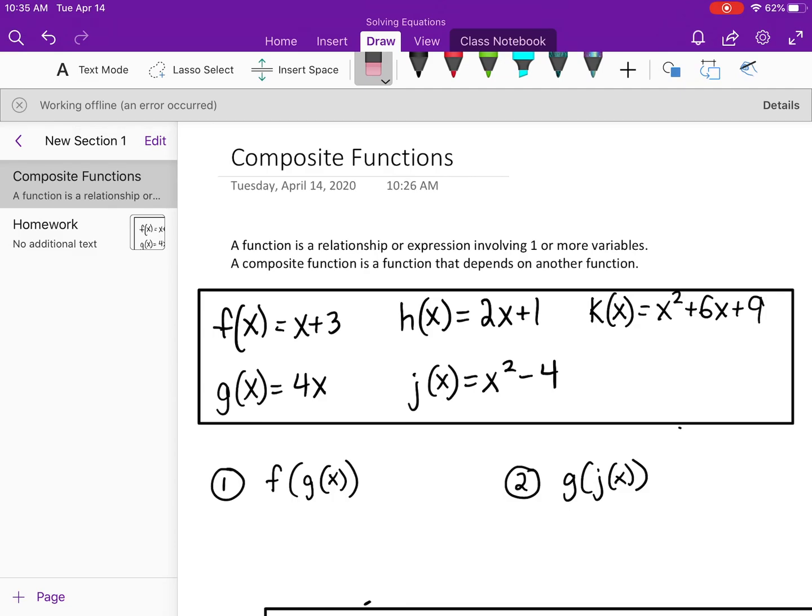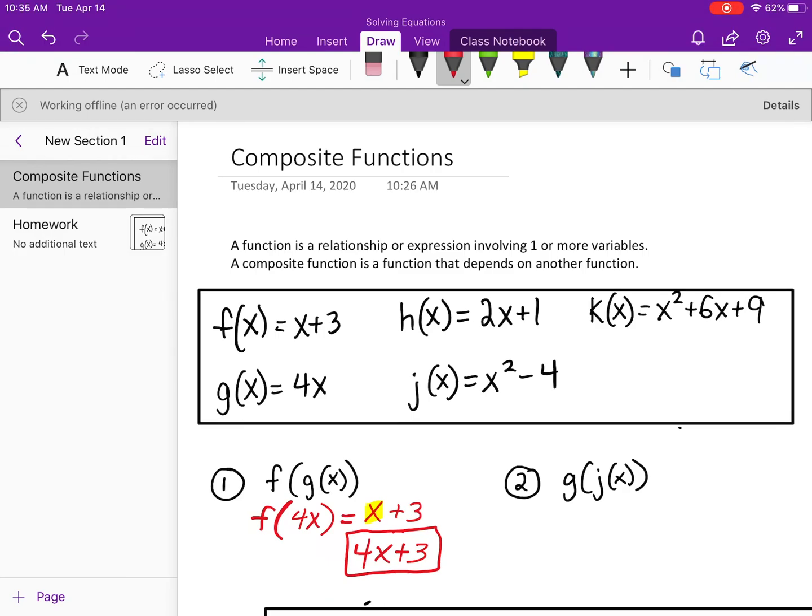So let's look at our first problem here, number 1, f of g of x. Basically, we're going to take the function g of x and put that inside of f of x for x. So this is what it looks like: f of, and then instead of g of x, I'm going to put 4x, because that's what g of x equals. So if f of x is x plus 3, I'm going to take out the x and replace it with 4x. So the answer is 4x plus 3. Got it?